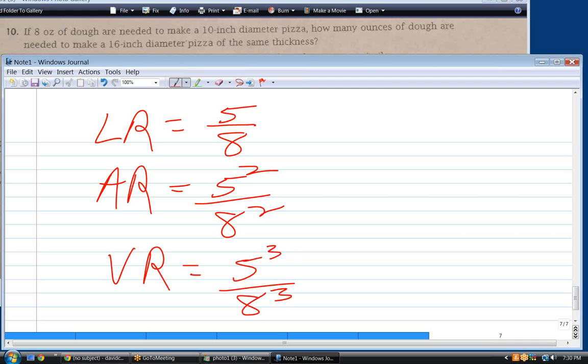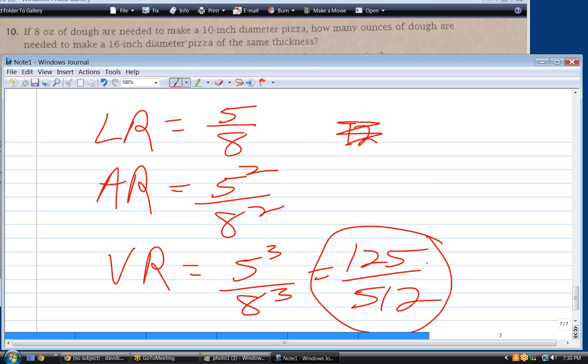So 125 to, I don't know what 8 cubed is. I think 8 cubed is 512. Yeah. So 125 to 512. That's our volume ratio. So how much dough am I going to need to make a 16-inch diameter pizza?